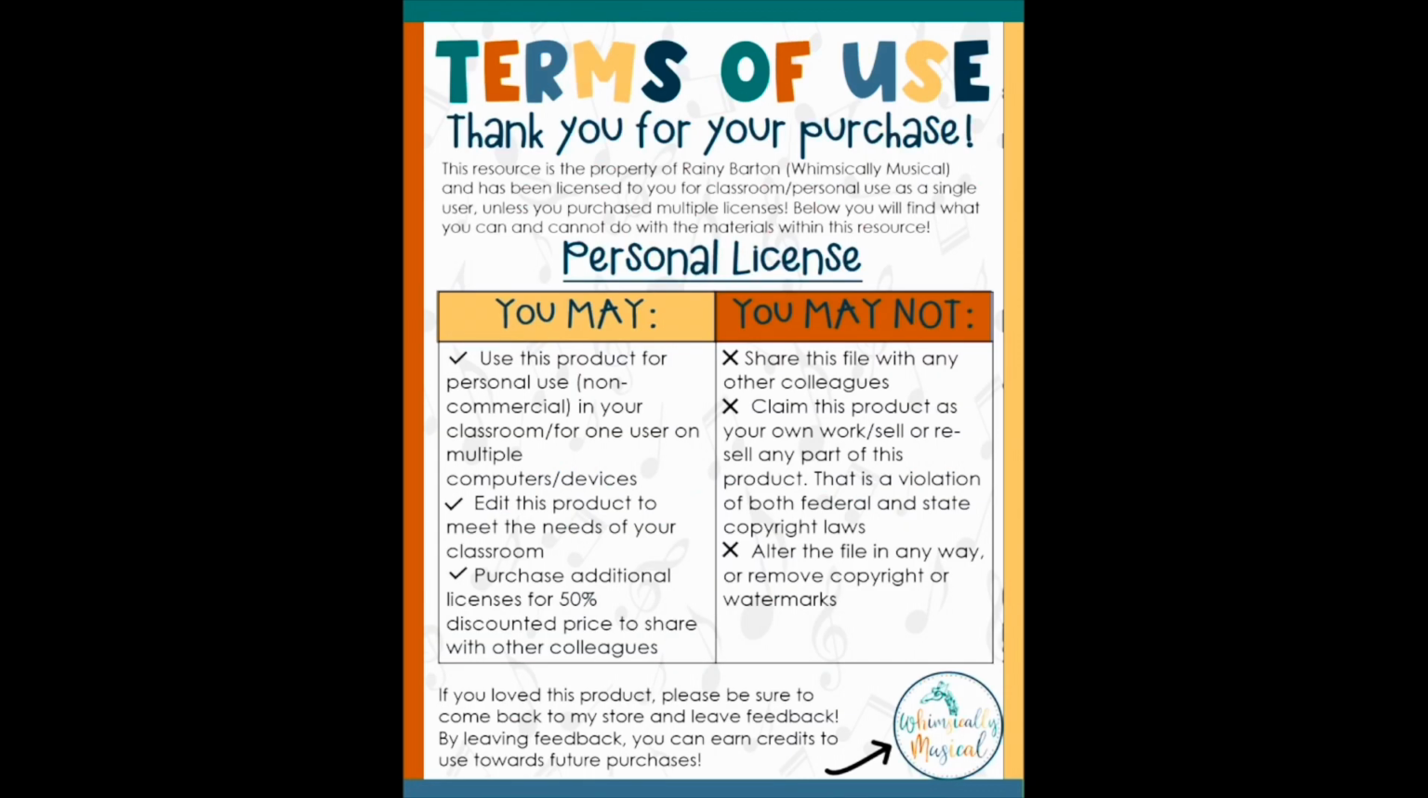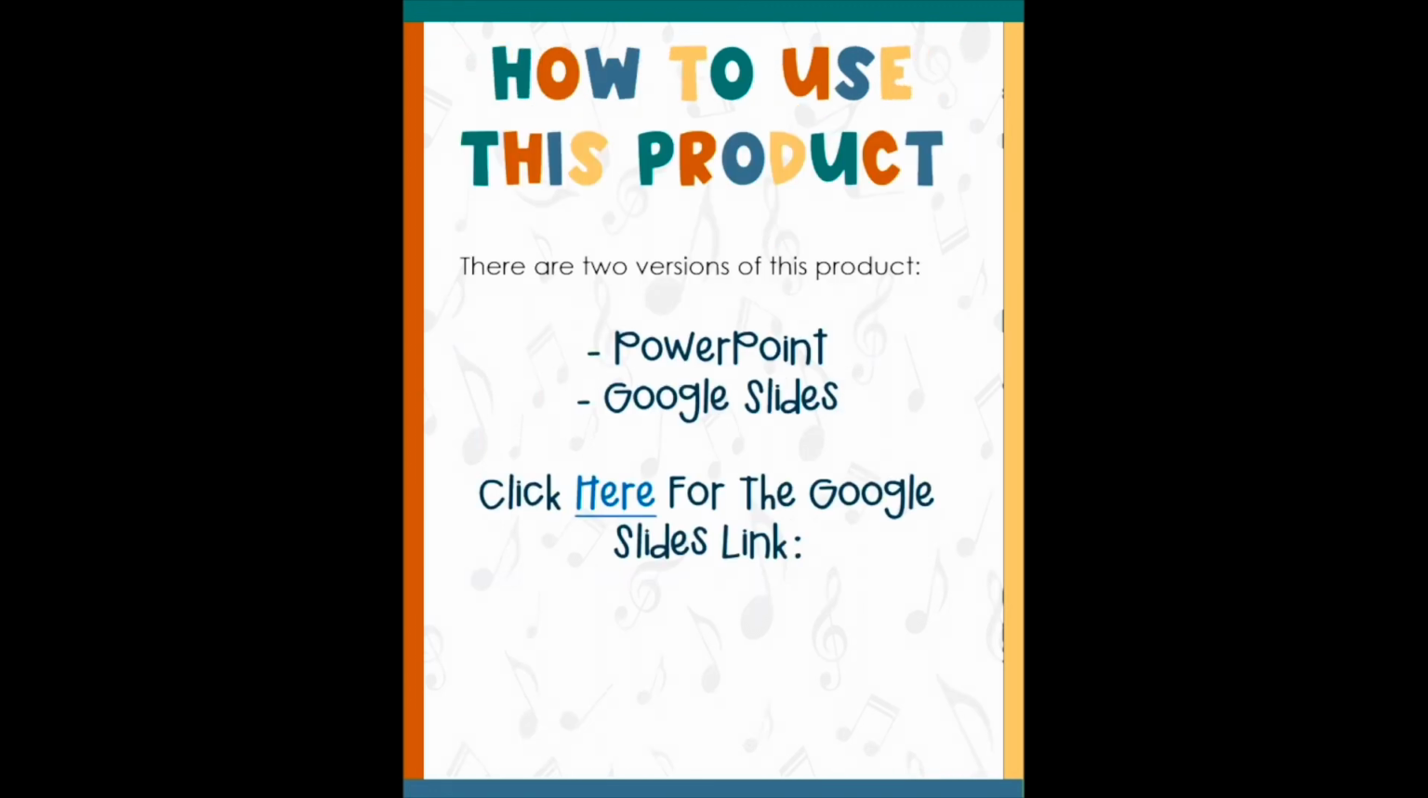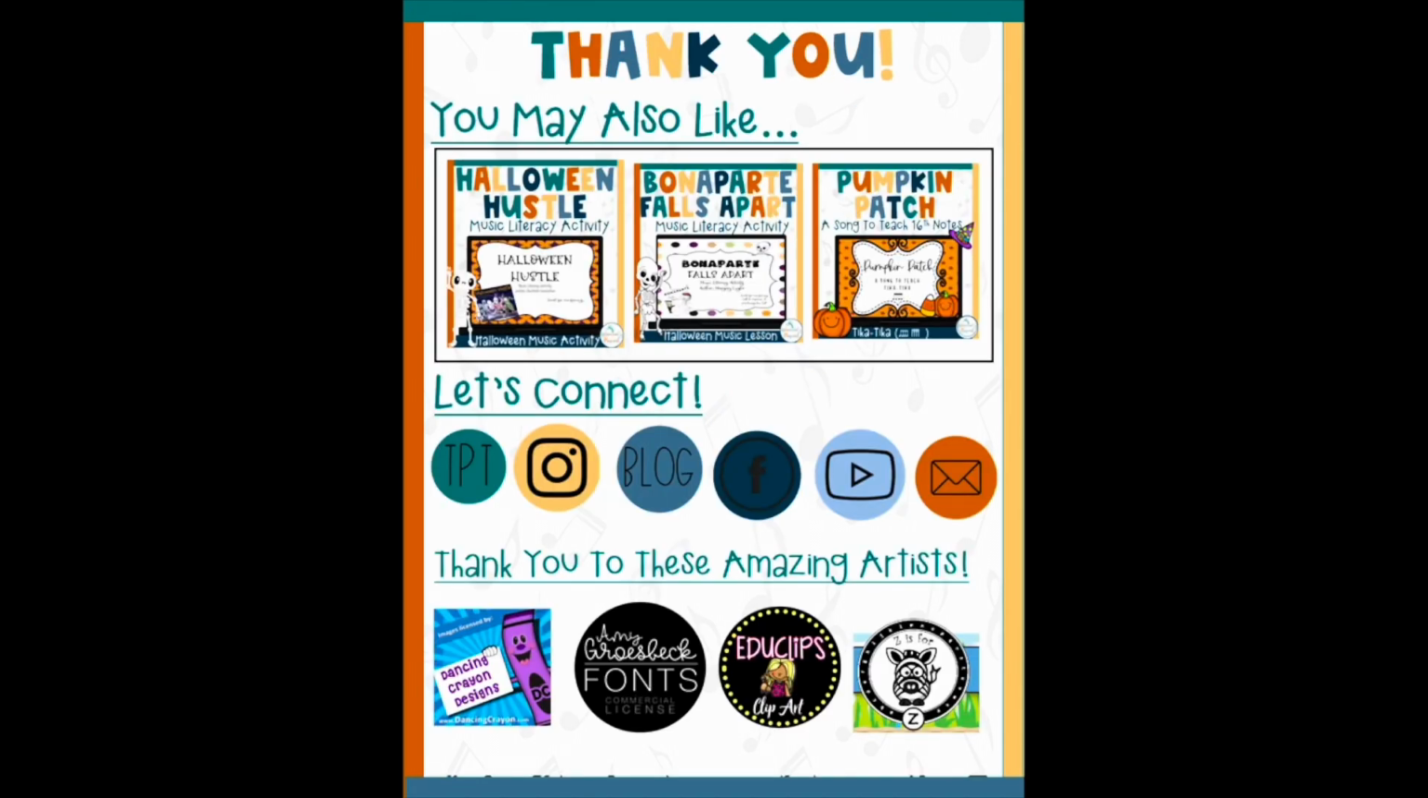And so those are the things that you definitely need. Make sure you have the you may nots. Remind them about single user versus multiple user. Remind them about feedback. Make sure to have links to the Google Slide stuff if you have copies of both. And then have related products, your connection methods, and your credits and thank you section. That's all you need for a terms of use page. I hope that was helpful for you and that you're able to figure out what you need to add on your terms of use or how to create a terms of use if you've never made one.